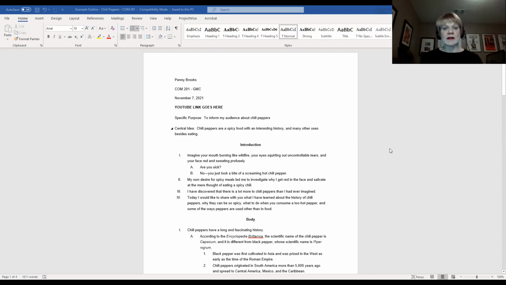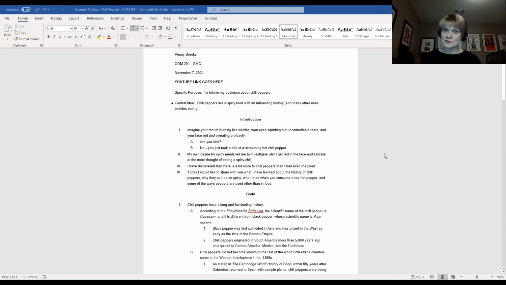Then we move on to the body, where all of the Roman numerals, we start over again. Is it weird? Yes, it is, but that's kind of how we do it. The introduction, the body, and the conclusion all have their own set of Roman numerals. It's kind of like doing an outline for a report, but it has its own little quirks, and this is one of them.